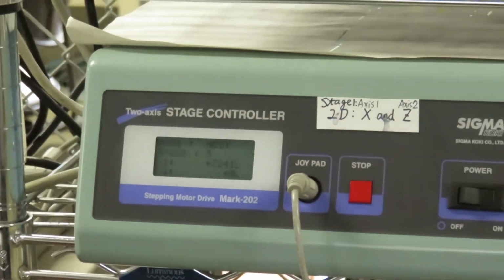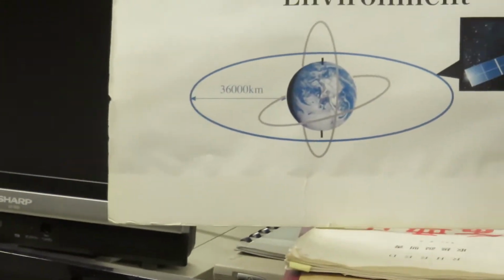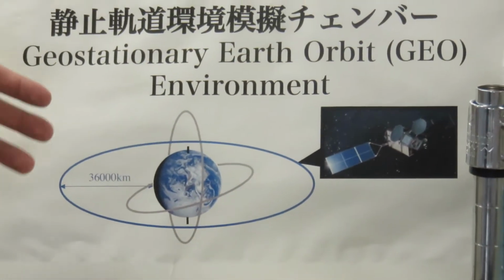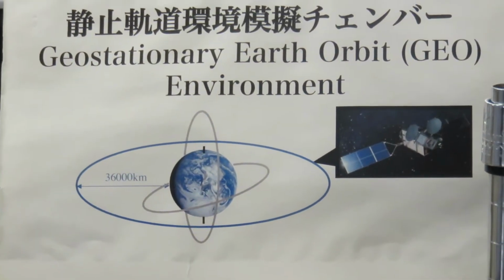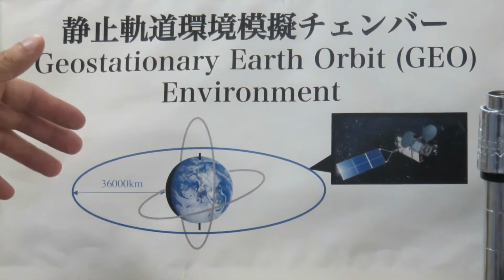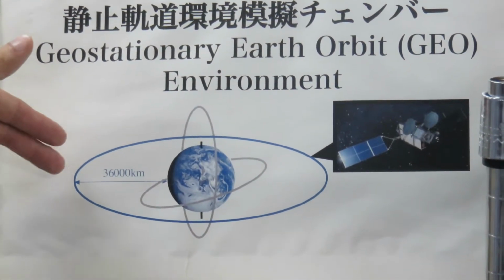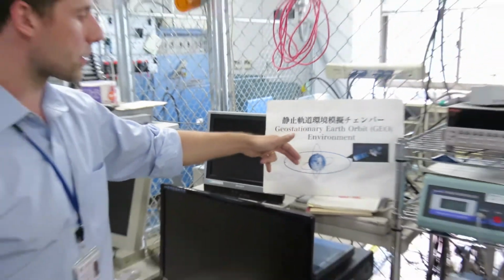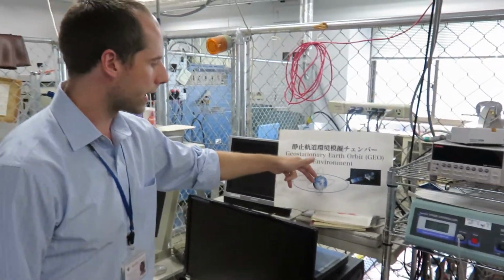So, what type of missions are in GEO? Why do we care about GEO? Why are we trying to simulate it? Well, geostationary orbit is a geosynchronous orbit with an eccentricity of almost zero, which means that the satellite stays over one place, one area on Earth.